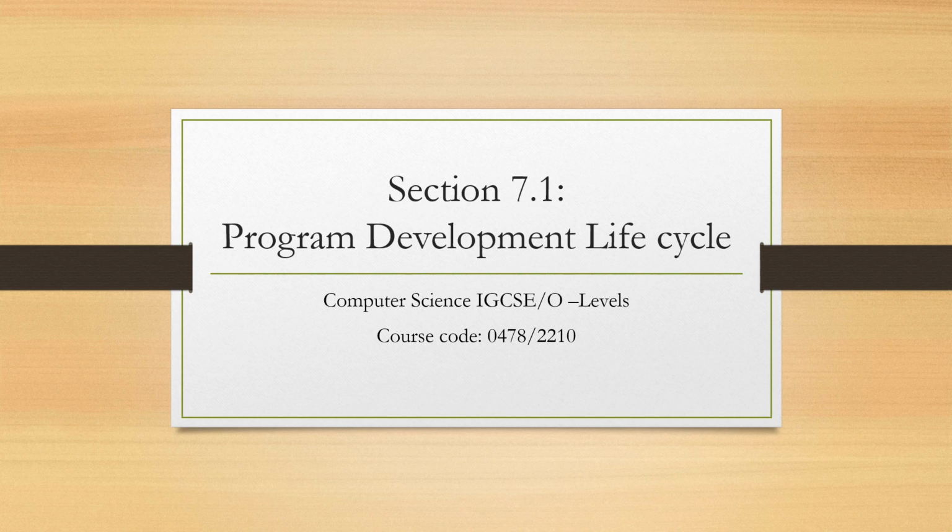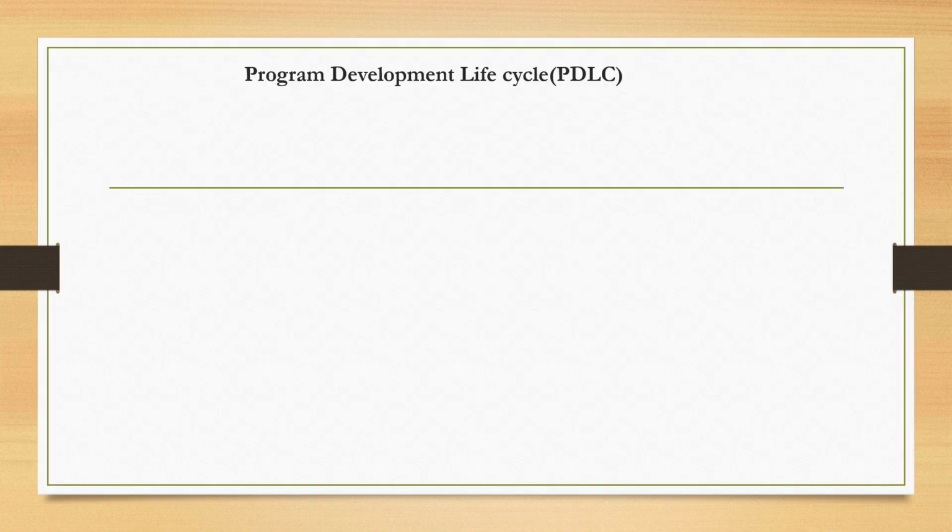Section 7.1 Program Development Life Cycle. This is the first section of Paper 2 of Computer Science. Program Development Life Cycle, PDLC. PDLC is a process of developing a software or a program.